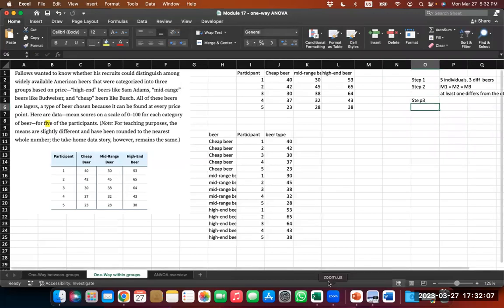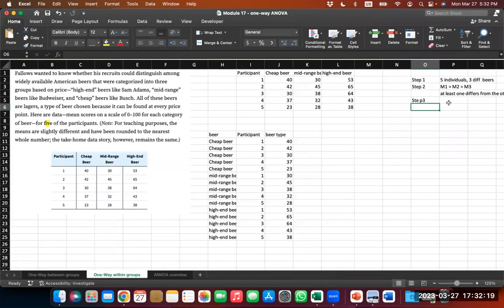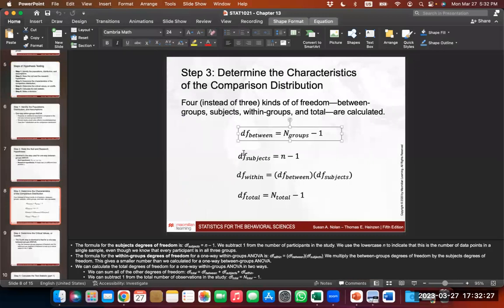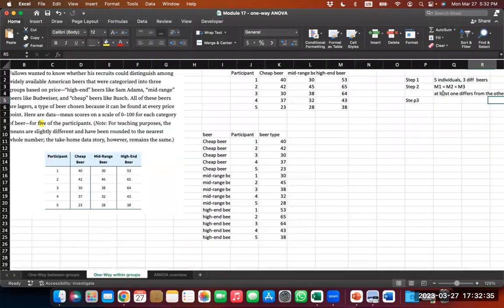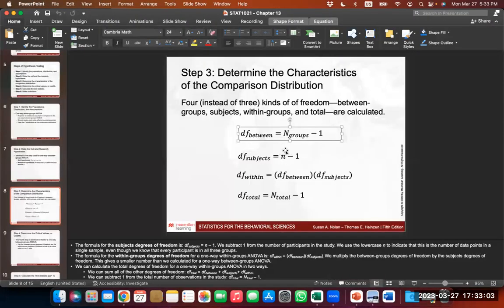Step three is now the degrees of freedom. So we're characterizing our groups. So we have now degrees of freedom between, subjects, within, and total. So degrees of freedom between is three minus one, right? It's two. Degrees of freedom subject is five minus one, it's four. What is it, three because of the three different... no, subjects. Degrees of freedom subjects is n minus one.